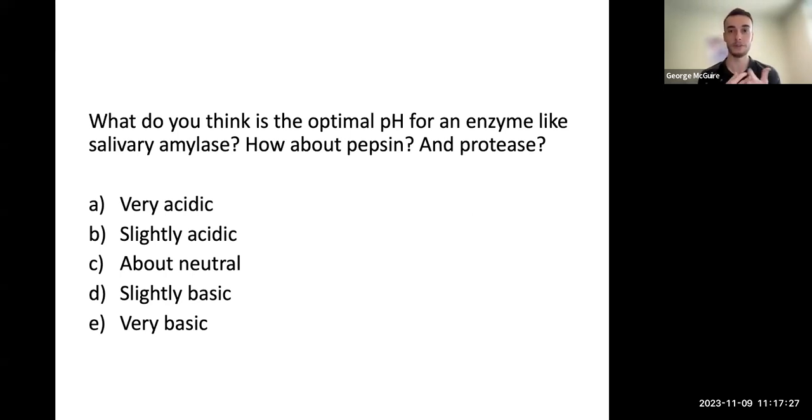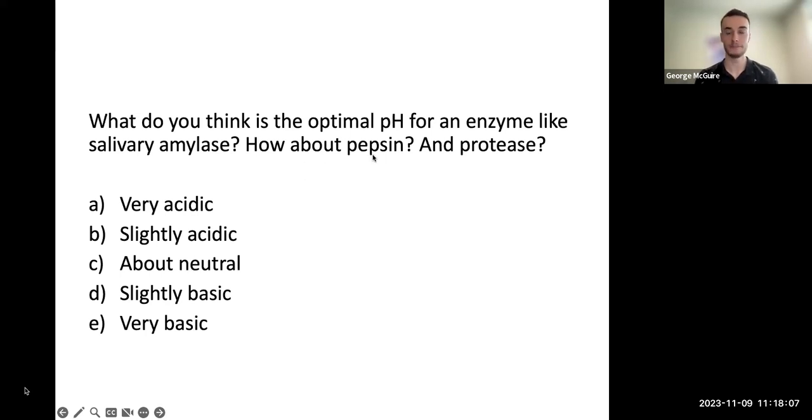Okay. So what you want to consider when addressing a problem like this is which environments you typically find these proteins in. So for the case of salivary amylase, that is in our saliva, that's in our mouths, and our mouths are relatively neutral, right? So near that middle pH of 7. And so in order for an enzyme to function properly in that environment, it must also require an optimal pH of about neutral, so around 7. So amylase being in our saliva, this is a neutral environment. So amylase requires a neutral pH in order to function.